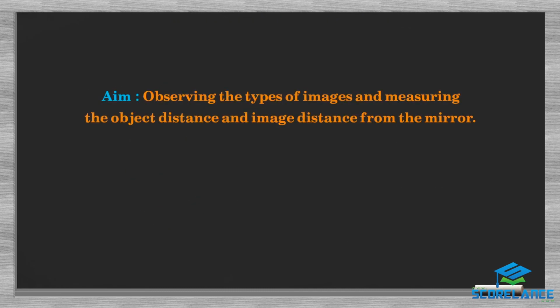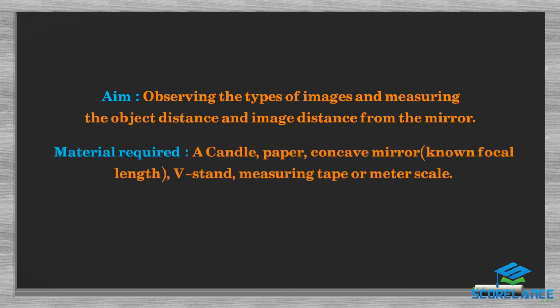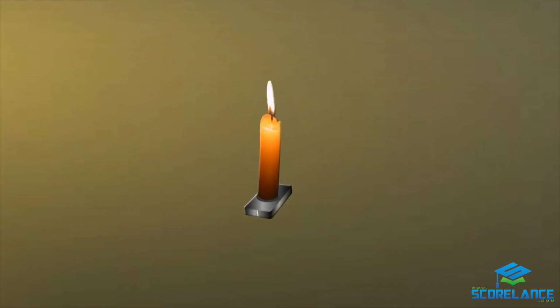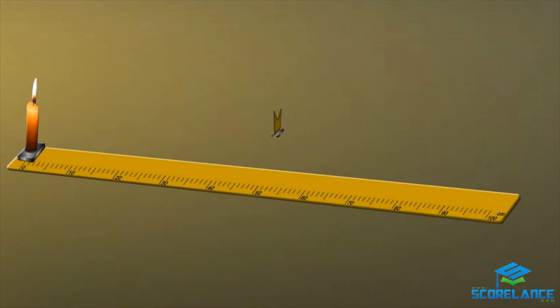Let us do an activity to observe the types of images and measure the object distance and image distance from the mirror. For this, we require a candle, a paper, a concave mirror of known focal length, a V-stand and a measuring tape. Now let us do the activity. Take a candle, take a scale, take a holder which holds the concave mirror, a V-stand. Place the concave mirror on the V-shaped holder. Take a paper on which you can have image formation.